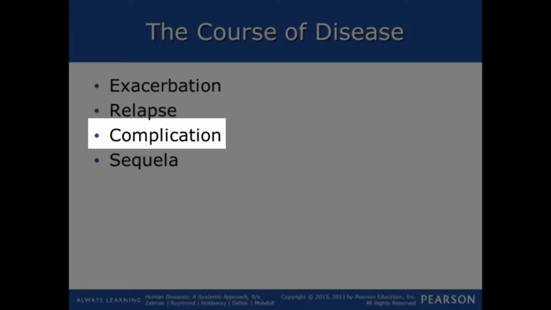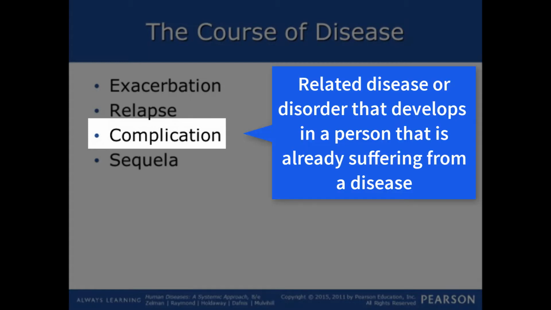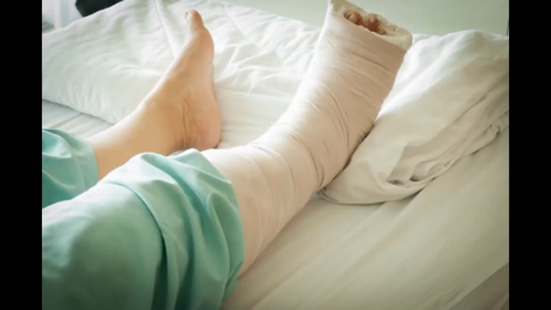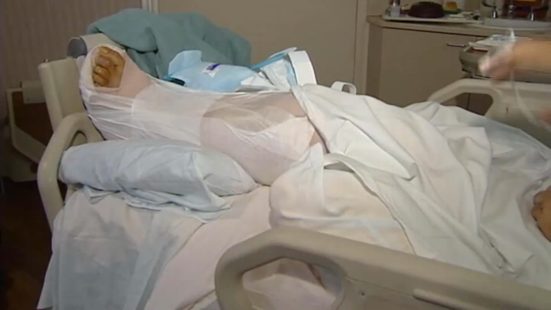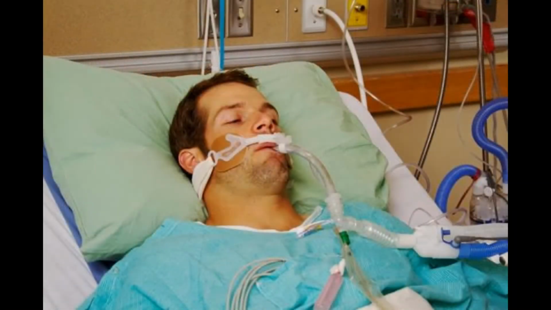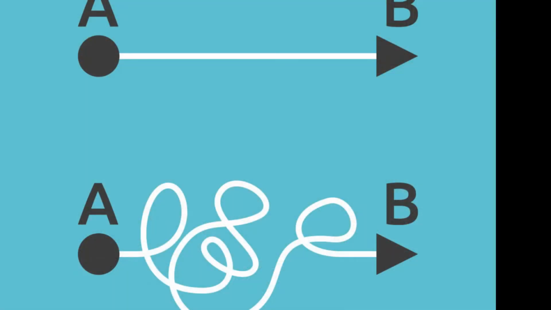Complications of a disease. This is a related disease or other abnormal state that develops when a person who's already suffering from a disease has issues that could be related to the initial disease. So, for example, if a patient has a severe fracture of their leg and they're confined to bed, and then they develop pneumonia because they're immobile, that pneumonia is a complication of the fractured leg. So the complication is related to the initial disease, but it's not a direct cause.